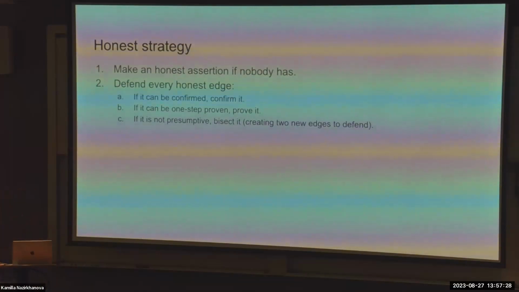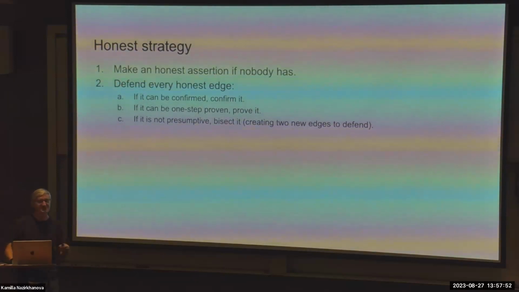So there's an honest strategy here, which is pretty simple, that honest parties should follow. Make an honest assertion at top level if nobody has, and then after that, defend every honest edge. And defending an edge means if you can confirm it, do that. If you can one-step prove it, do that. And otherwise, if it's not presumptive, bisect it. When you bisect, you'll create two new honest edges, which you'll also want to defend concurrently.